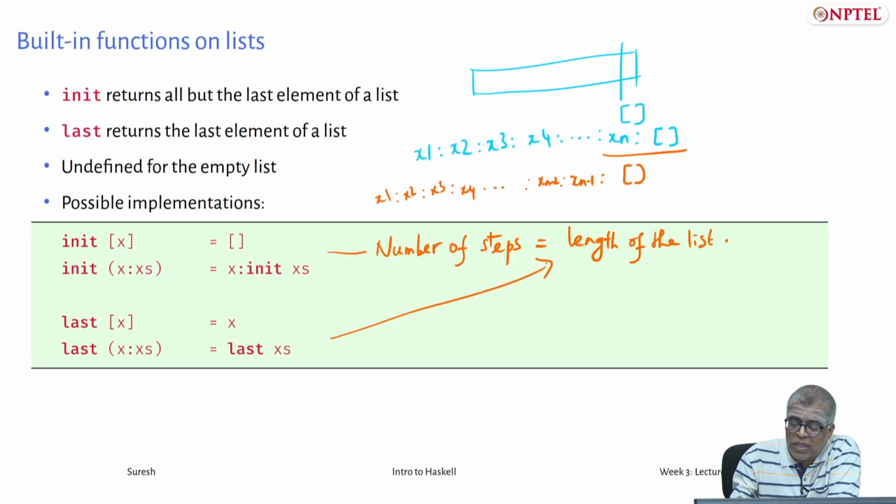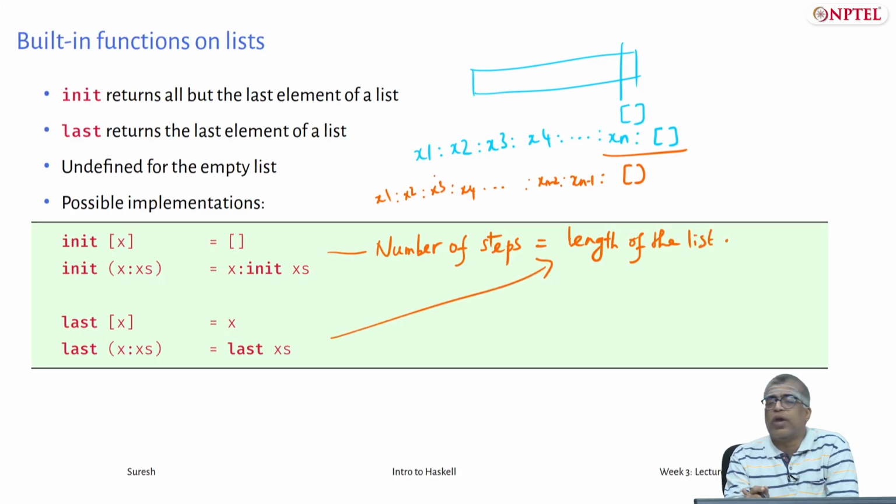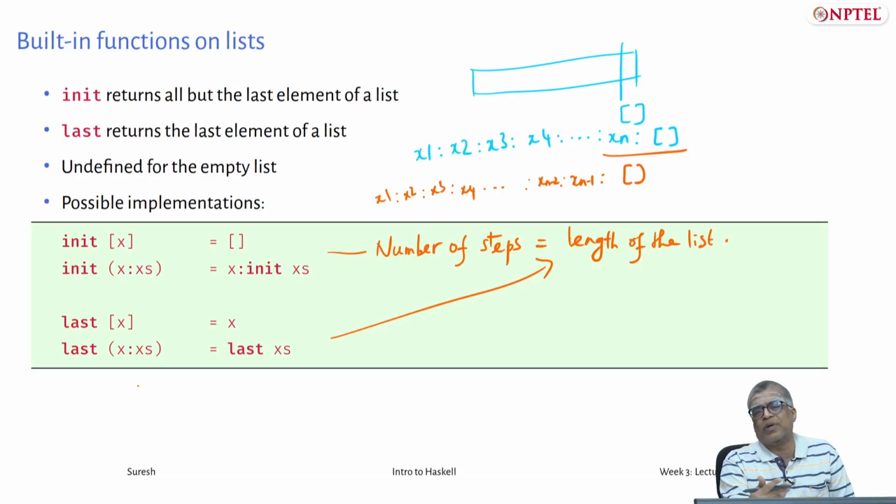Also for this last, because what do you do for last? You keep on stripping one element after the other till you come to some list of the pattern xn followed by empty list, and you will return that xn. Okay, so this is the definition of last. Last of singleton list x is just x. Last of x colon x's is last of x's. Okay, you don't need to put back the elements, you just need to return the last element, but you have to take time to strip off one element after the other in that list. So that's why it takes time proportional to the length of the list.